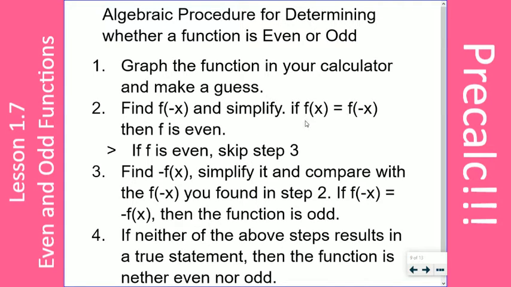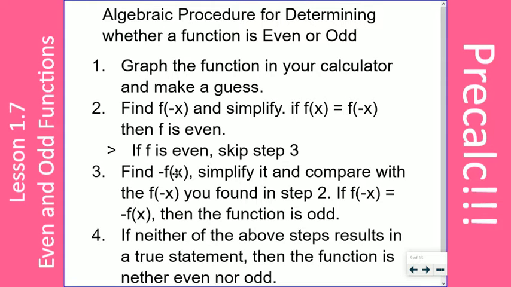If we end up with the original function being the same as our negative x function, then we can say that f is even. If it is indeed even, we can skip step 3, and we don't need to worry about it. If it's not even, then we want to ask, could it possibly be an odd function?